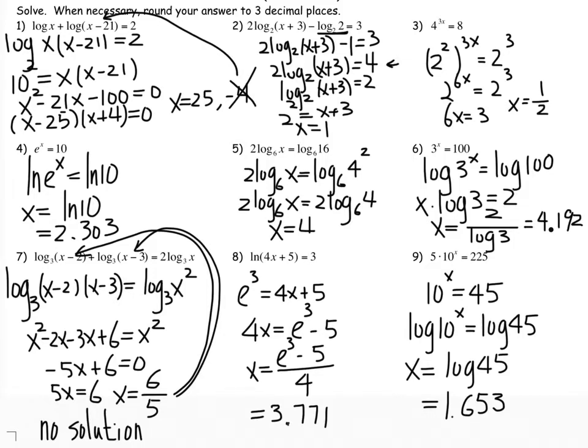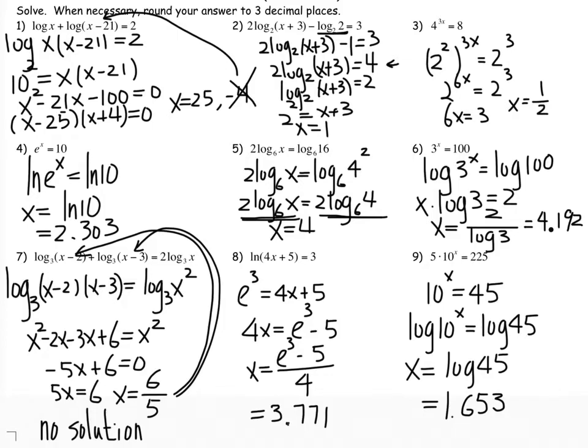Number 5. When I look at this question, I notice that 16 is 4 raised to the second power. So I just go ahead and rewrite that and use the power property to find my x equal to 4. The only way for these two numbers to equal each other is if they have the same argument. So x equals 4.